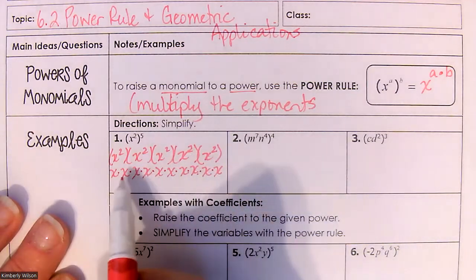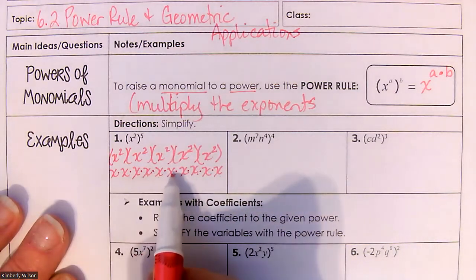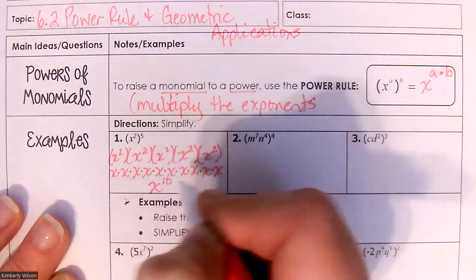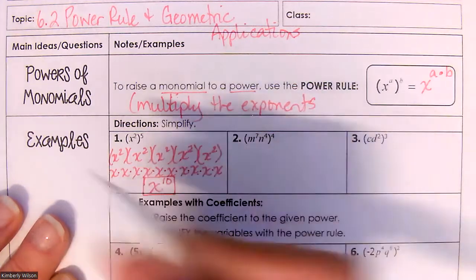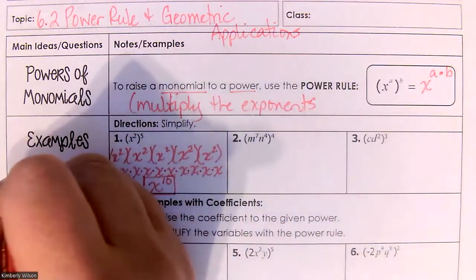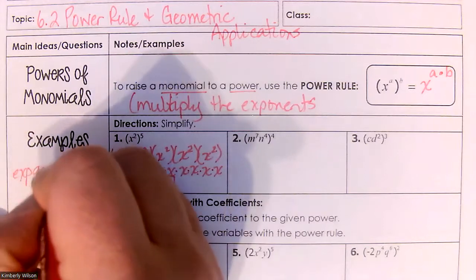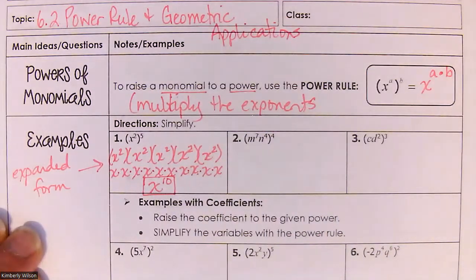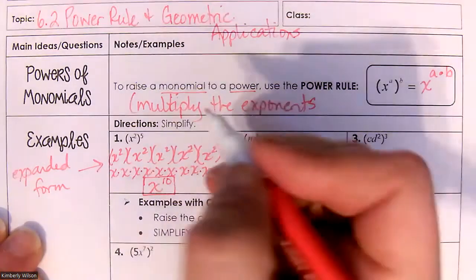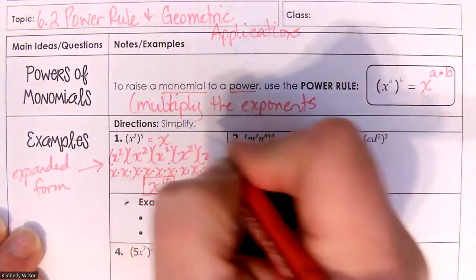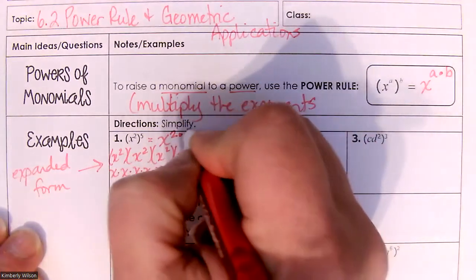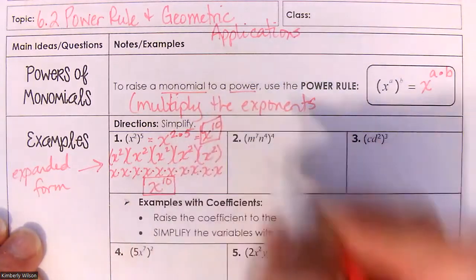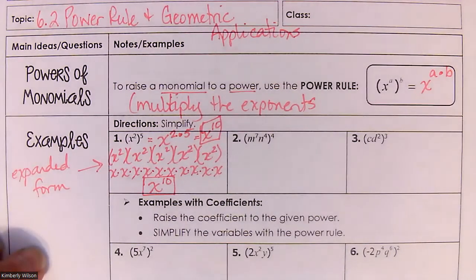Okay, so now how many do I have altogether? 2, 3, 4, 5, 6, 7, 8, 9, 10. So therefore, this is x to the 10th if I use the expanded form. This is using expanded form where we write it out and see why this rule works. Now with the rule, I'm just doing x to the 2 times 5, which gives me x to the 10th. And you notice you get both the same answer.